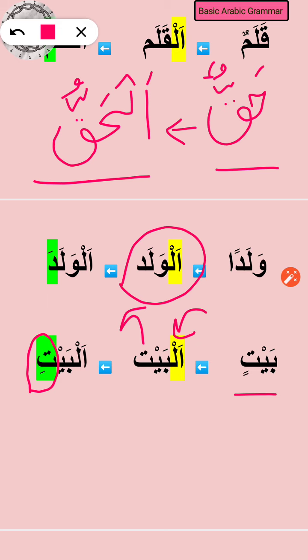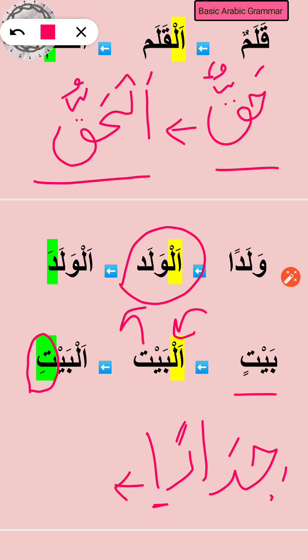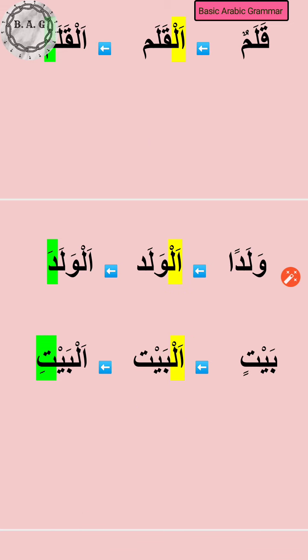Similarly, what else? We have jidarun or jidaran. Jidaran means a wall. That becomes, notice the post tanween alif over here. So with the al form, it's going to become al jidara. So this is a wall, the wall. Let's do another one.